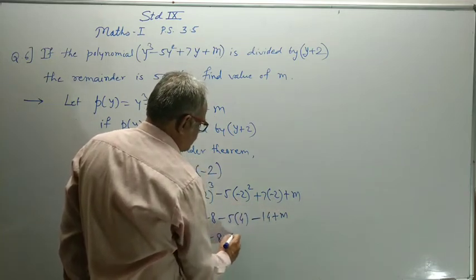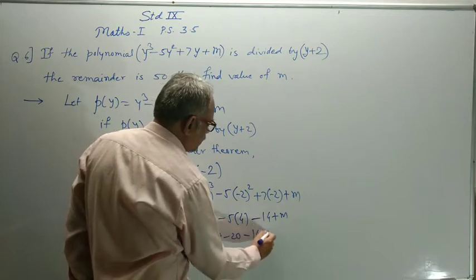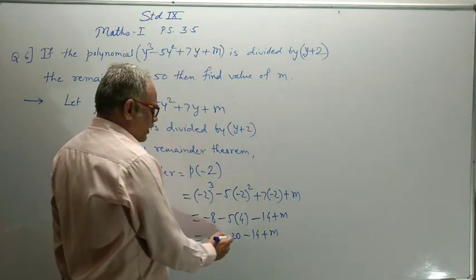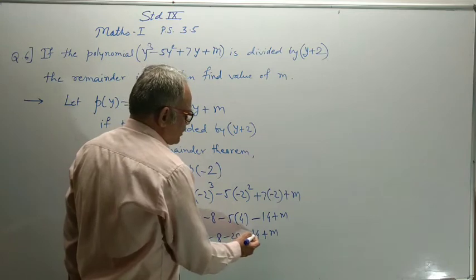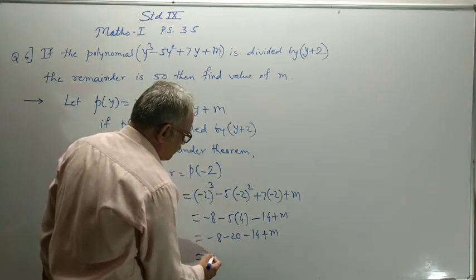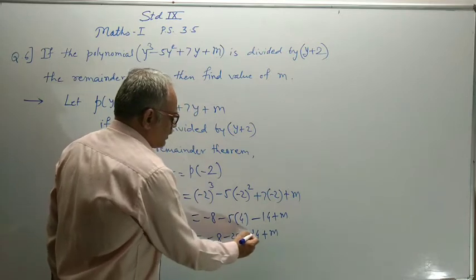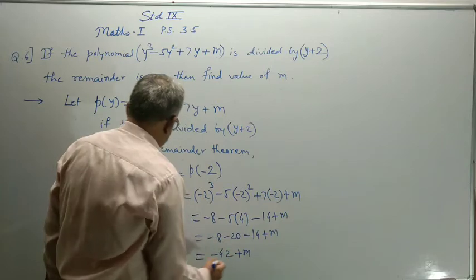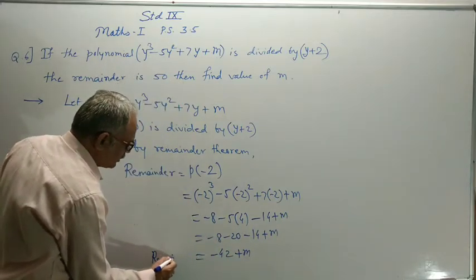Minus 8, minus 5 4s are 20, minus 14, plus m. All these are negative, so add them: minus 8 minus 20 is minus 28, and minus 28 and minus 14 make minus 42. Plus m. This is the remainder by the remainder theorem. Equation number 1.